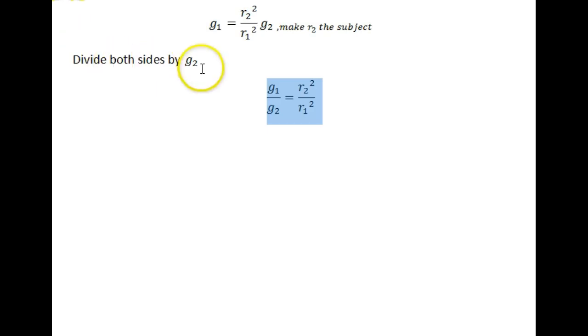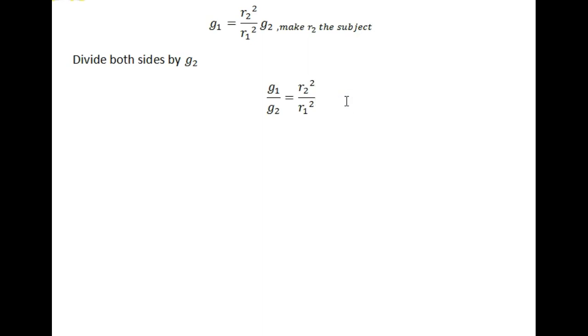Alright, what do I do first? Well, the best thing to do is to divide both sides by G2. That's because this G2 is multiplying this fraction, and the opposite of multiplying is divide. So we end up with G1 divided by G2, written as a fraction, equals R2 squared divided by R1 squared.